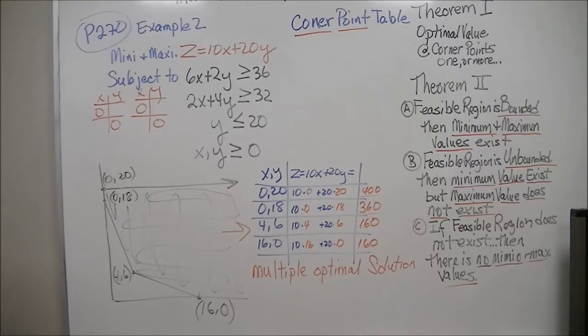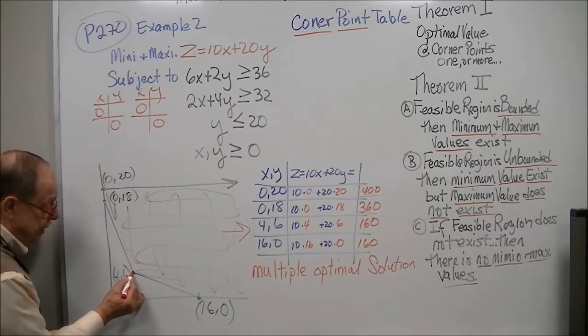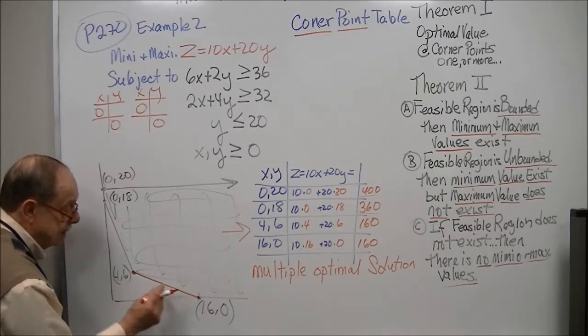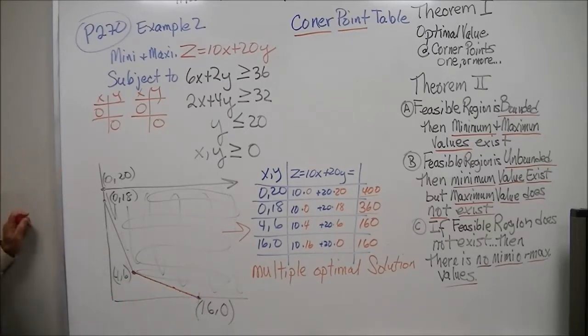So let's think about that for a moment. When they're the same value, well, what does that mean? Well, actually what it means is any point from here to there along this line, all these ordered pairs would be minimum values.